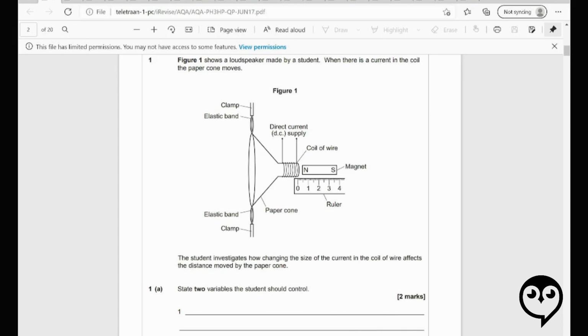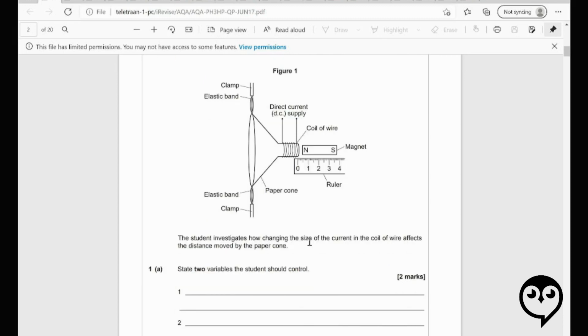All right, another AQA. This is June 2017, paper 3. This question looks to be like it's an experiment. Student investigates how changing the size of the current in the coil wire affects the distance moved by the paper cone. 2 variables that they should control. Strength of the magnet, maybe the distance moved. Are we going to move the size of the current in the coil? So you're going to want to move the magnet at different speeds, maybe. So either the same strength magnet at different speeds or different strength magnets at the same speed.